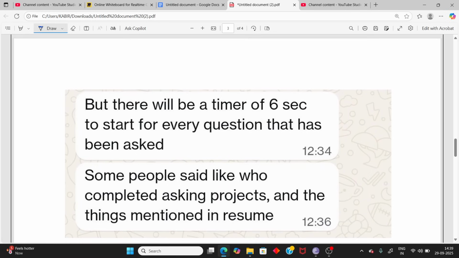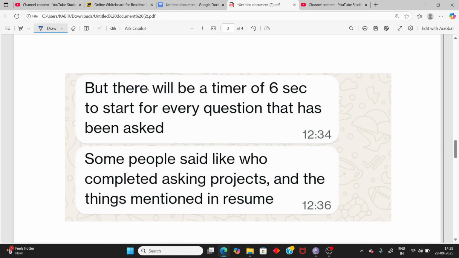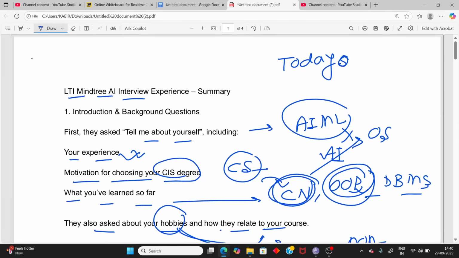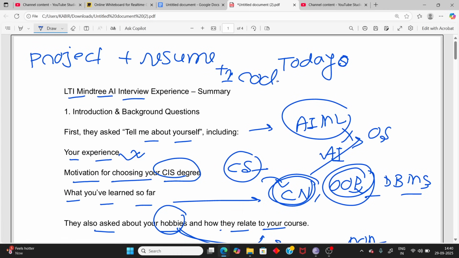Another person told me there will be a timer of 6 seconds to start answering every question that is asked. And some people who completed the interview said they asked mainly about the project and things mentioned in the resume. So mainly your project plus your resume and one code. Till now I got one code.